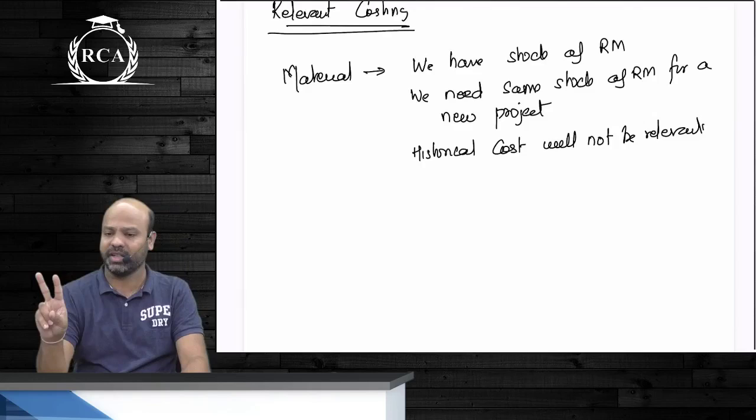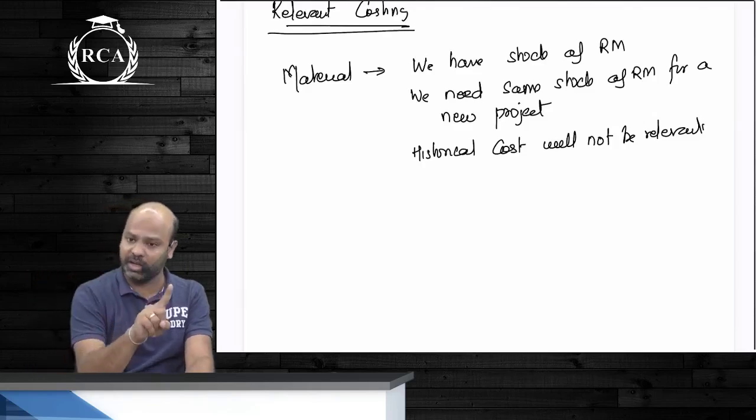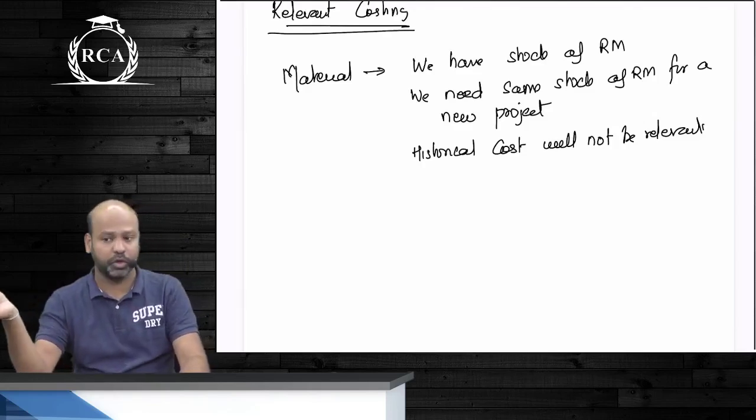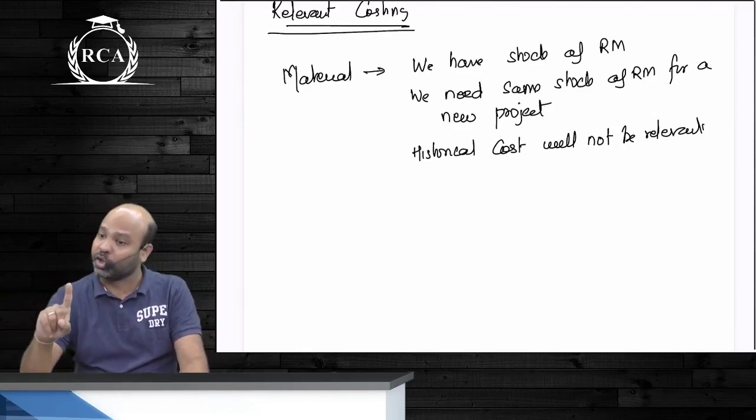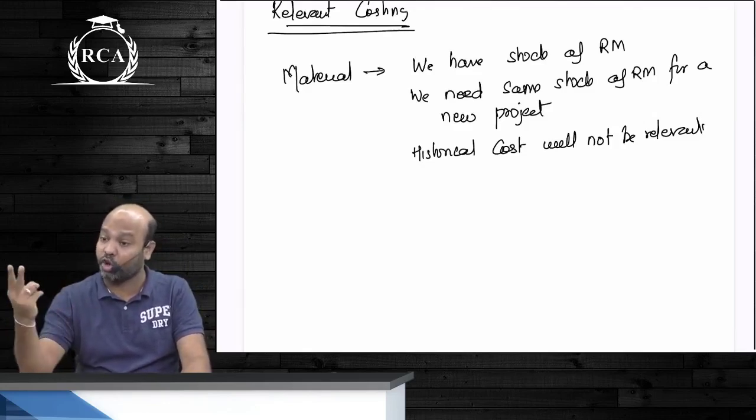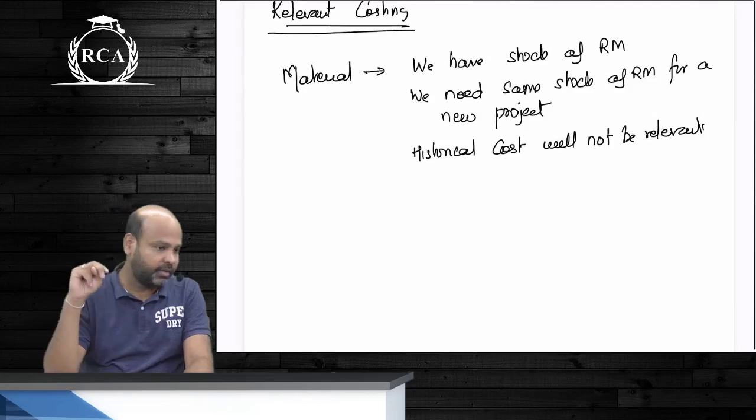So two basic cases. One is the material is in regular use. Two, the material is not in use. If the material is in regular use, replacement cost. If the material is not in use, realizable value.